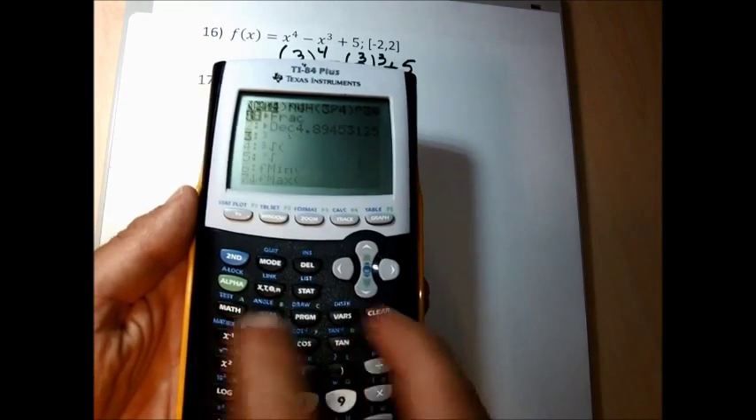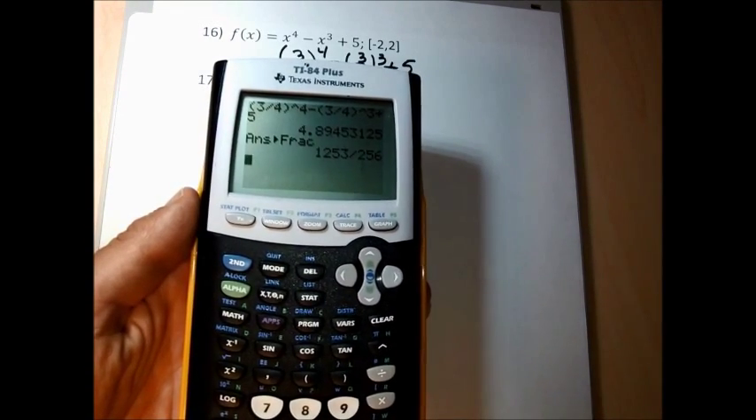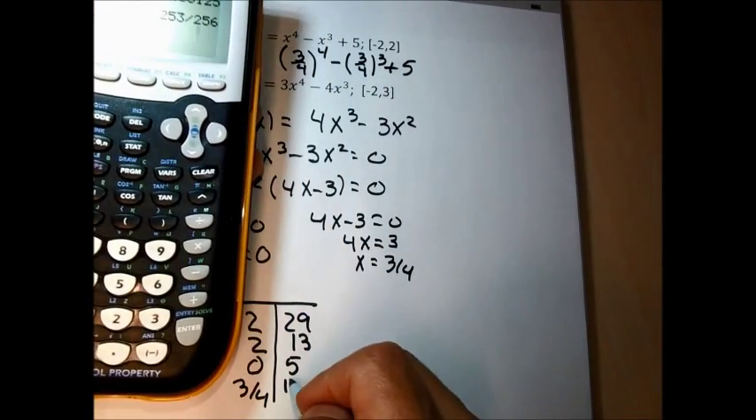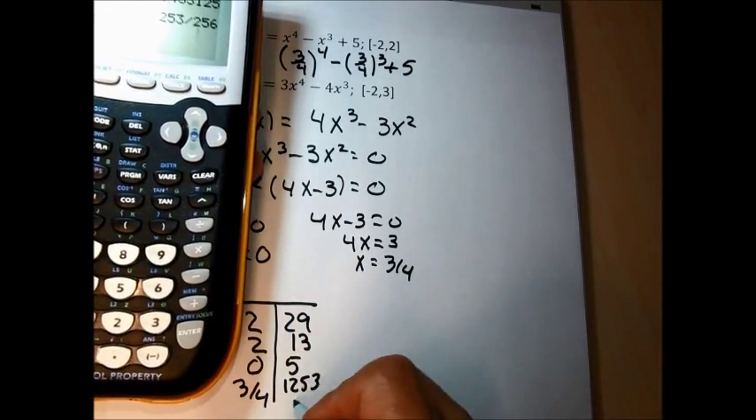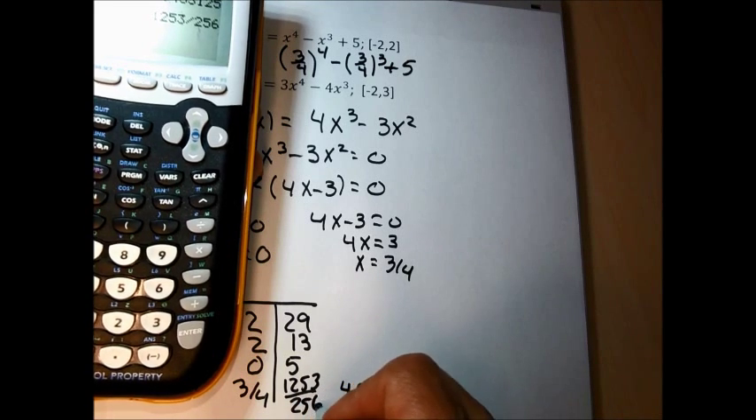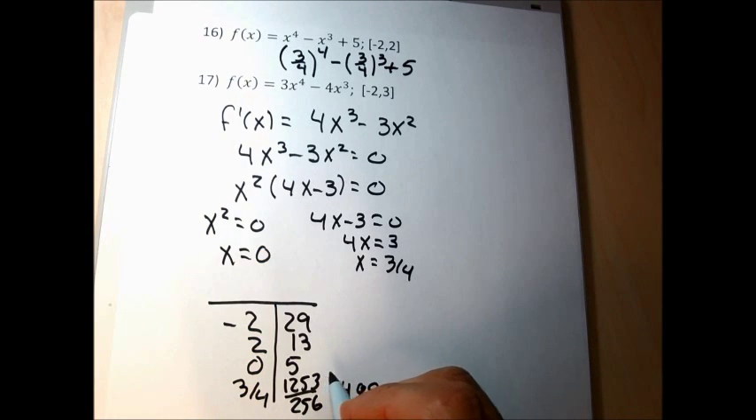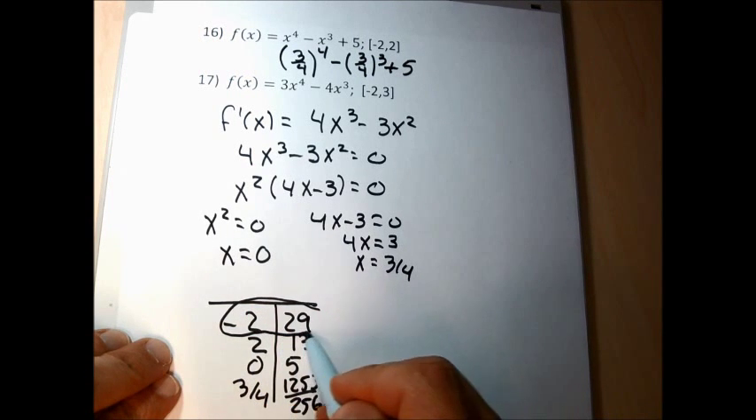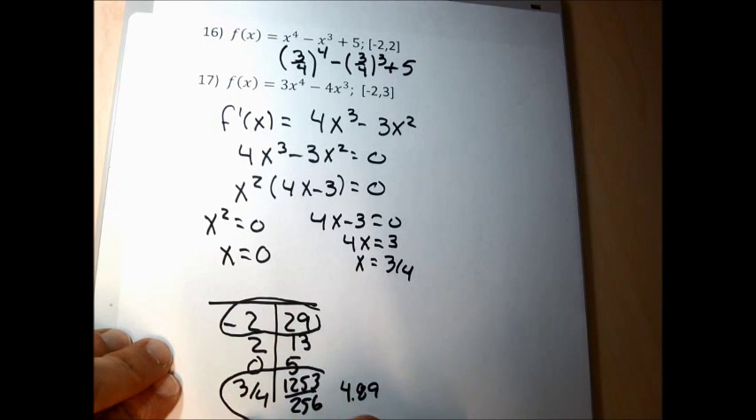Now math, enter, and 1253 over 256 is what I want to write here. So 1253 over 256. So in terms of my points, the biggest y value is 29. The smallest y value is 4.89.